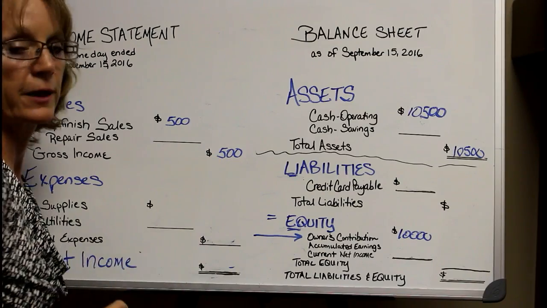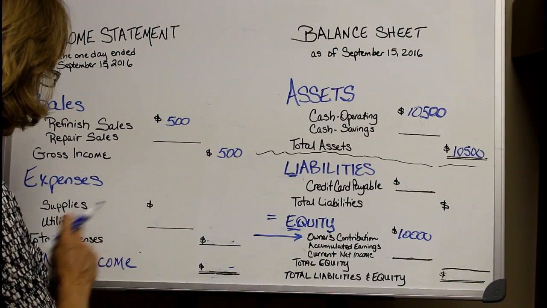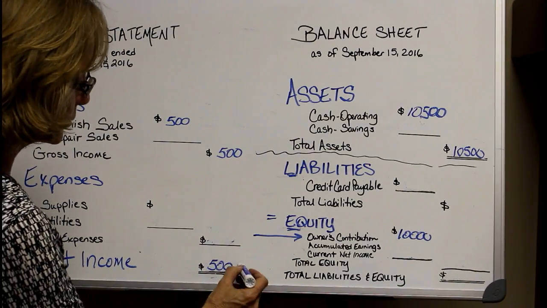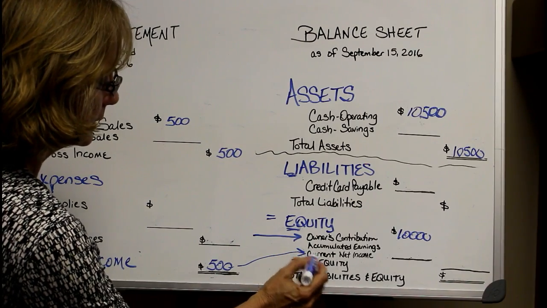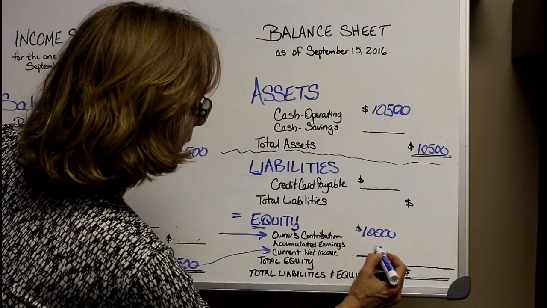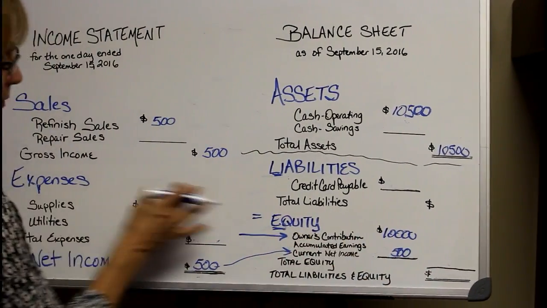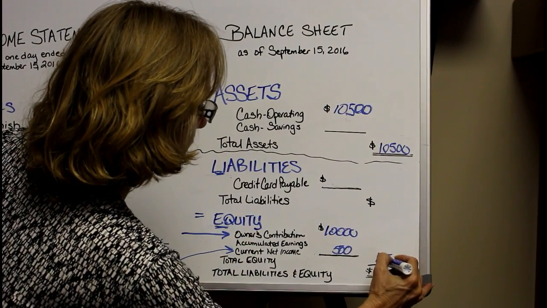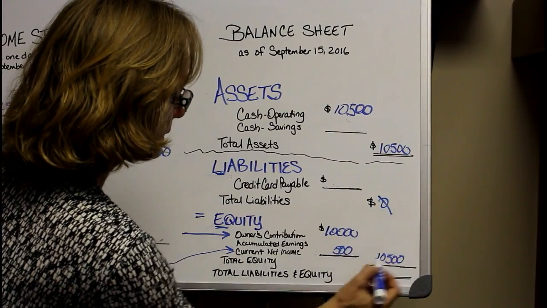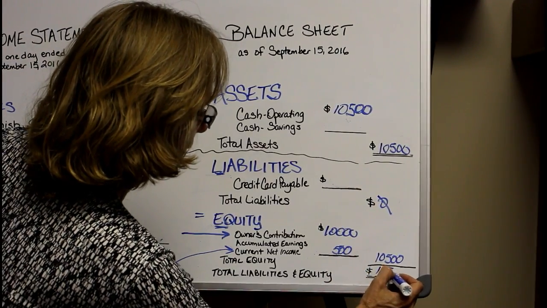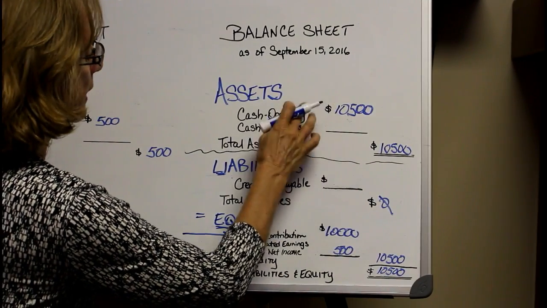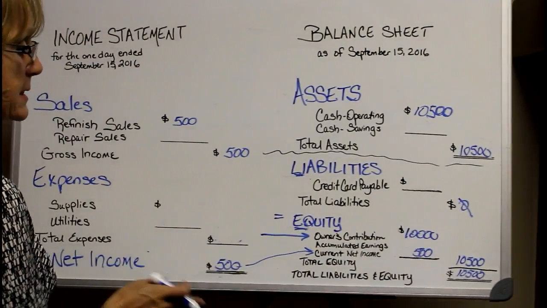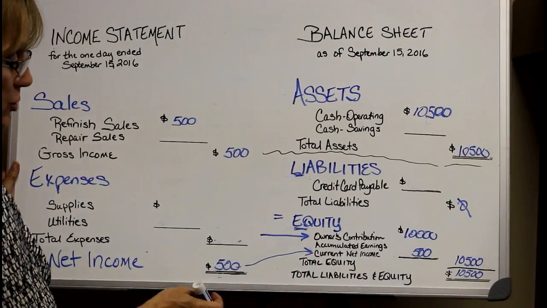So our gross income is 500. We don't have any expenses yet, so our total net income is 500 so far. This 500 flows to the current net income over here on the balance sheet. 500, that's how these two go together. So now our total equity is 10,500. We have 0 in liabilities, so our total liabilities and equity is 10,500. Our bank balance and the only assets that we have, our total assets are 10,500, so we are in perfect balance. All right, now let's go on to his next transaction.